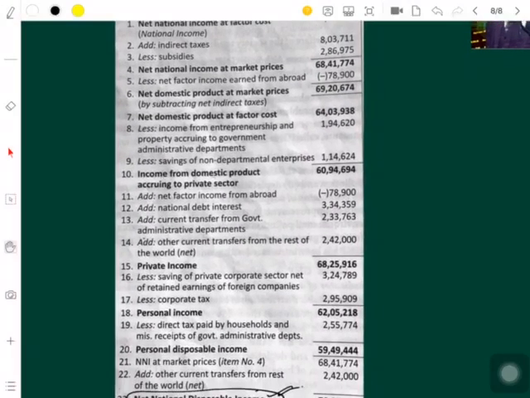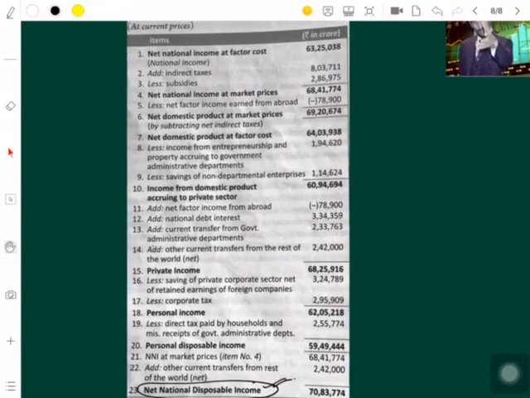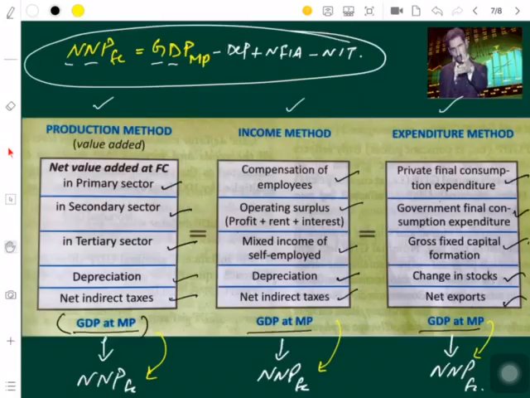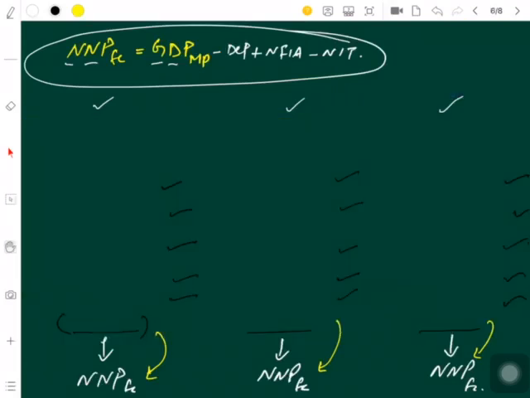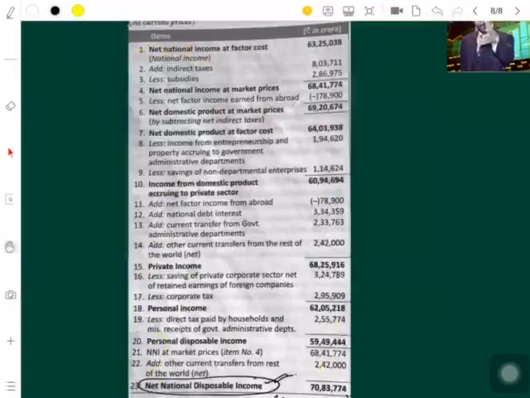I just wanted you to see what a national account looks like. That is why I posted a picture of your national account from 2012 here, so that you may understand how it is done, how it is incorporated. What is important for us was the consolidated method and these numerical examples. So my dear students, I think we are done with national income and related aggregates.